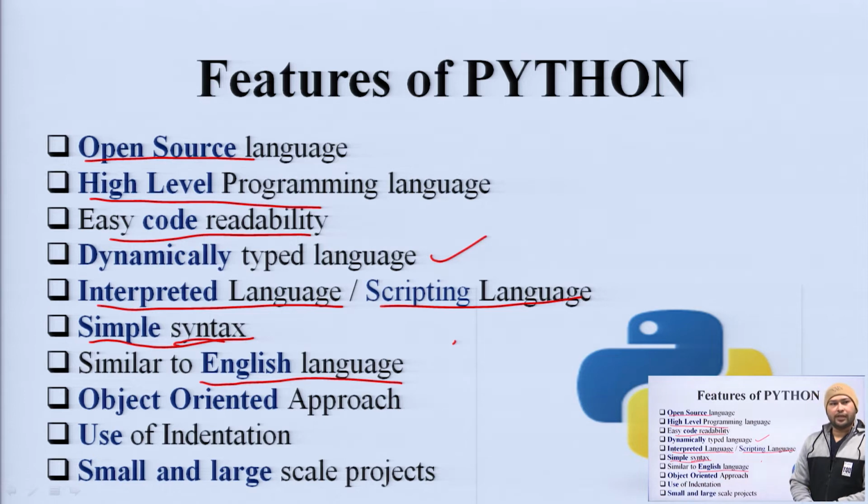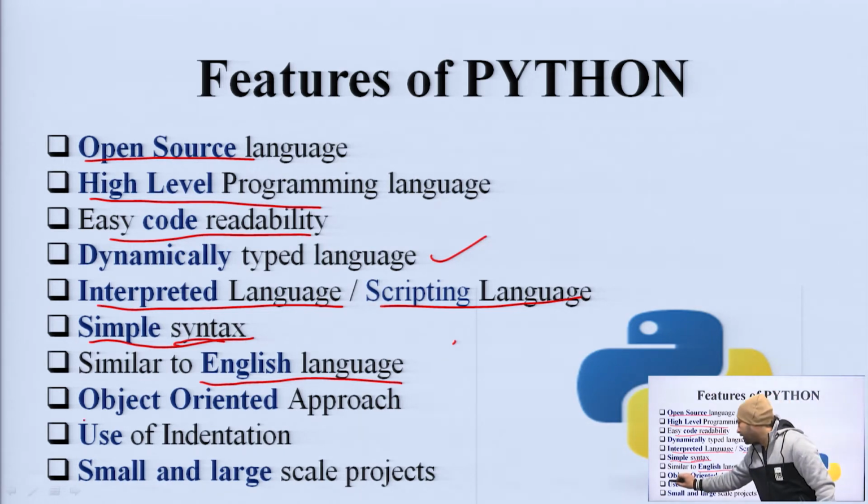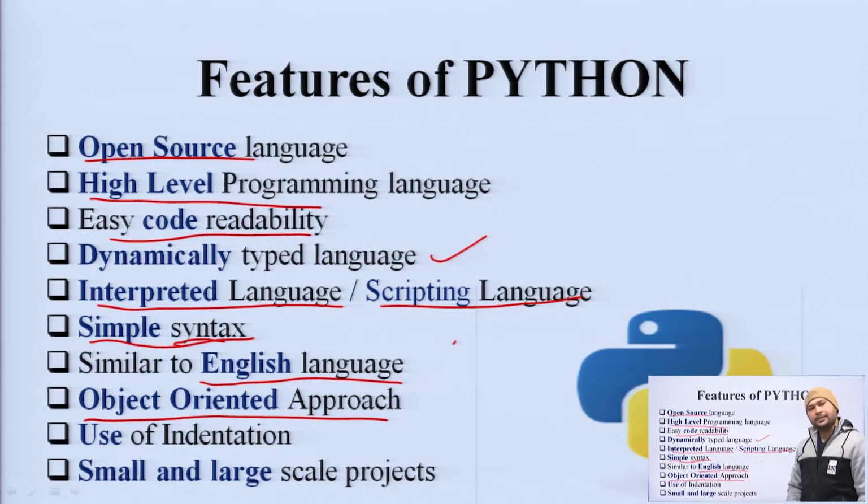The last point is very, very important. You can see the object oriented approach. The C language was generally not an object oriented language, but C++ is the first object oriented language, and after that almost every language is considered an object oriented language.